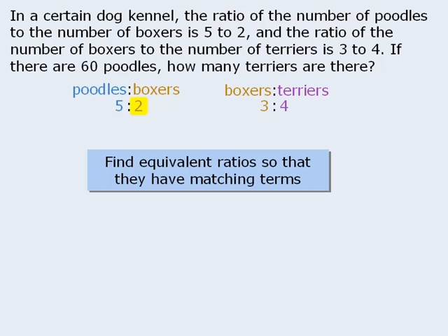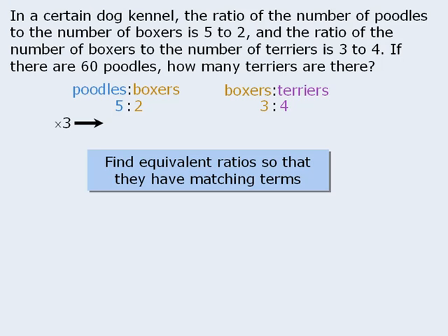Now for the moment, the boxer term in this ratio is 2, and in this ratio the boxer term is 3. So at the moment, these two terms do not match up. We're now going to find equivalent ratios so that the terms do match up.